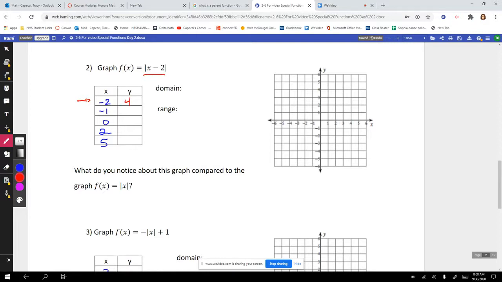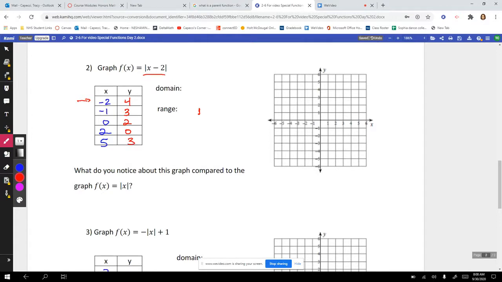Same thing with -1. -1 minus 2 gives me -3. Absolute value of -3 is 3. So we keep going. If I use a 0, 0 minus 2 is -2, absolute value of -2 is 2. Same thing with 2. 2 minus 2 gives us 0. Absolute value of 0 is 0. And I have 5 minus 2, which is 3. You don't necessarily have to go in order, so I just kind of picked one out so it will look different there. 5 minus 2 is 3. Absolute value of 3 is 3.